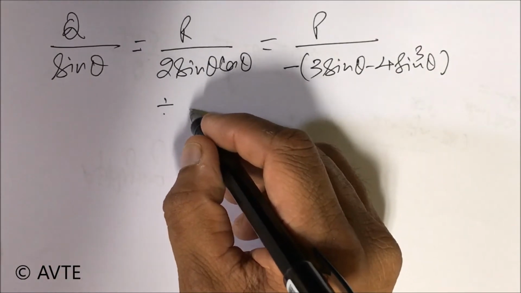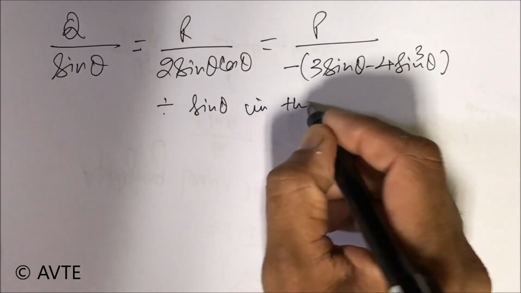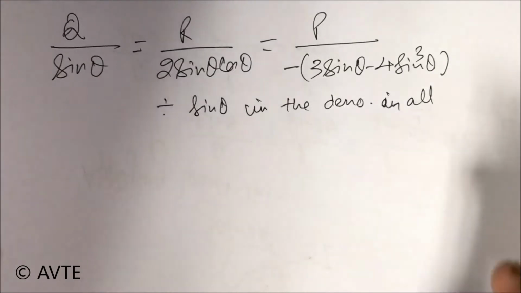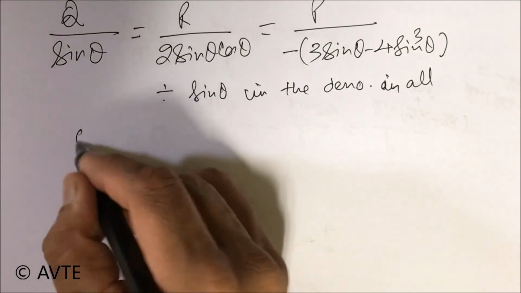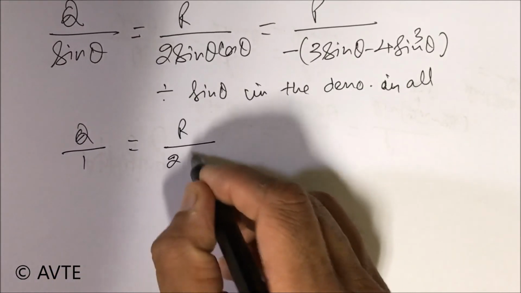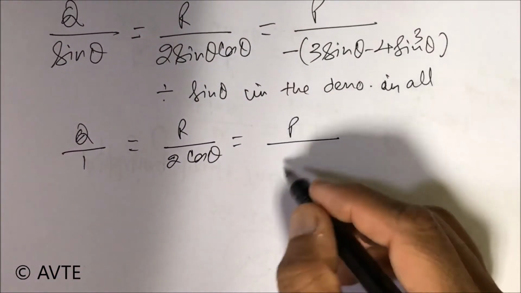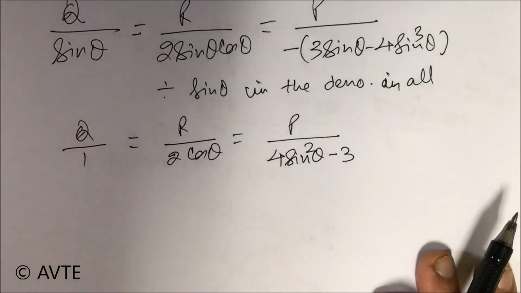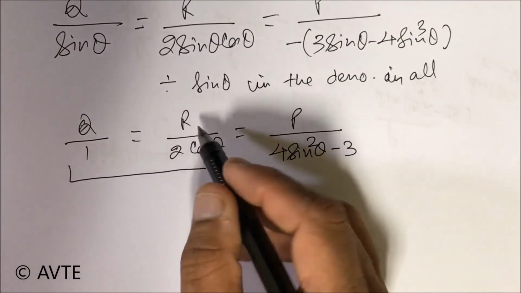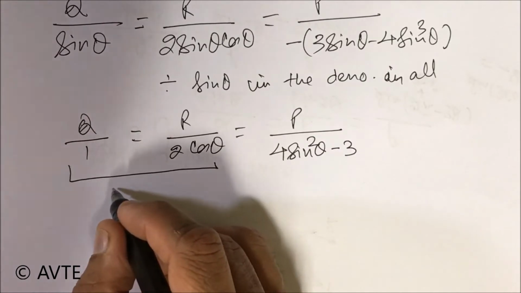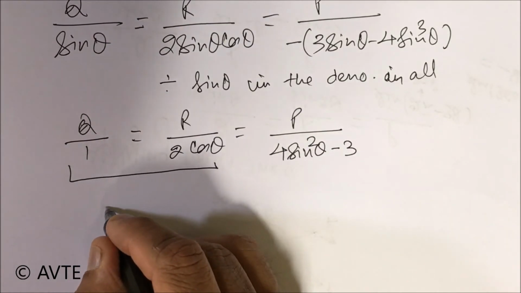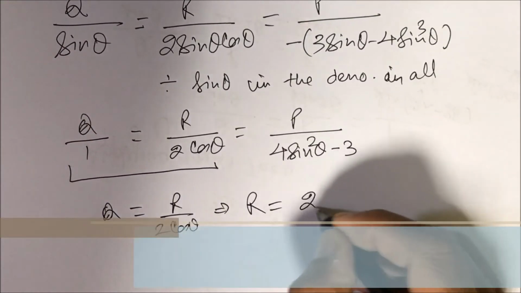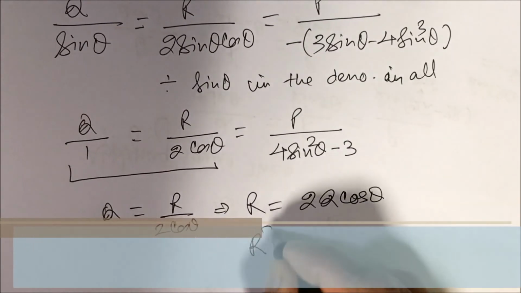dividing by sine theta in the denominator in all, or multiplying with sine theta, because it's a ratio. So we get, and I have also opened the bracket. Now by taking the first two members, because there is a need to get to R, we get Q equals R 2 cos theta. So R is coming 2Q cos theta, and we do squaring because we need R square.